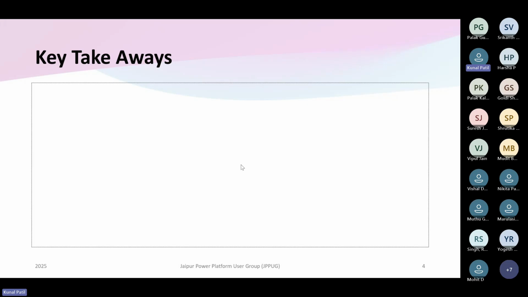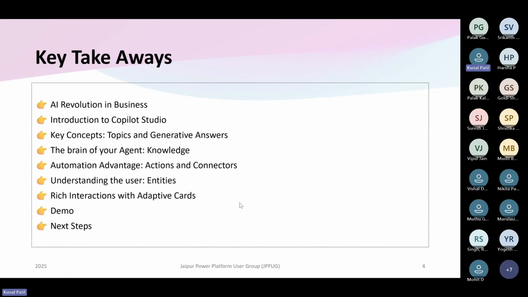Now let's talk about the key takeaways from today's session. We will go through the AI revolution and an introduction to Copilot Studio. Then we will understand the basics and some features of Copilot Studio, like topics, generative answers, actions, and many more. After that, we will have demonstrations of how these features can be utilized to build an intelligent agent with Copilot Studio.